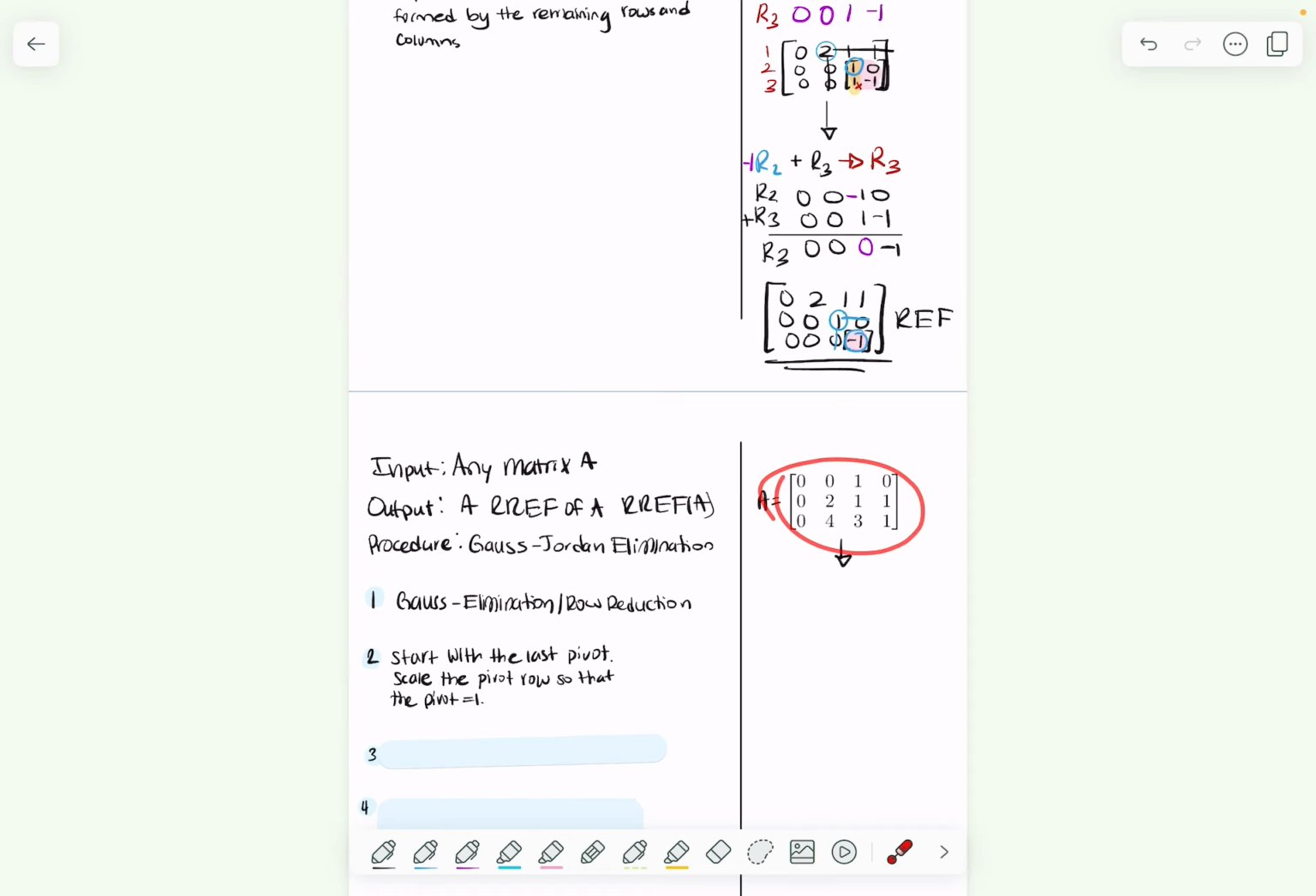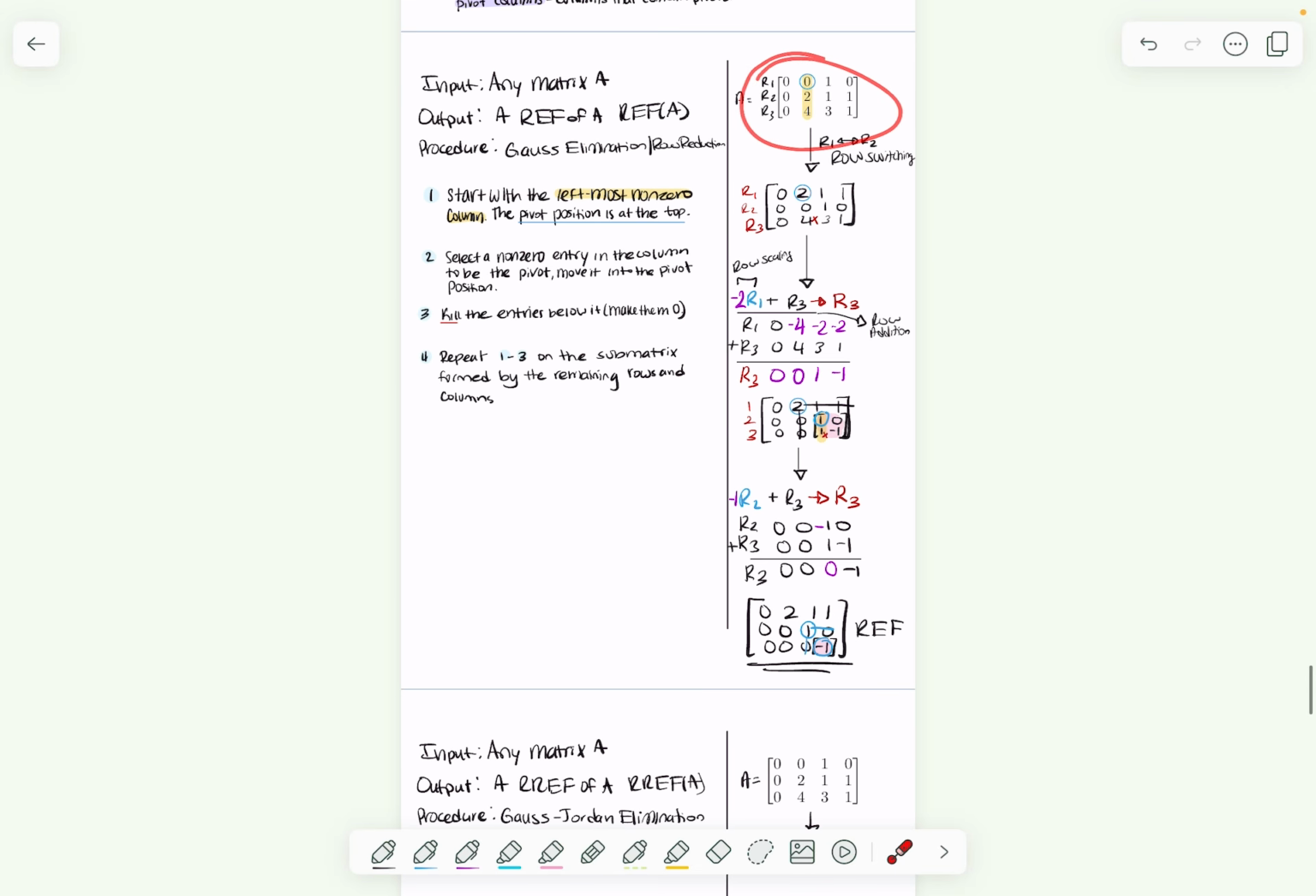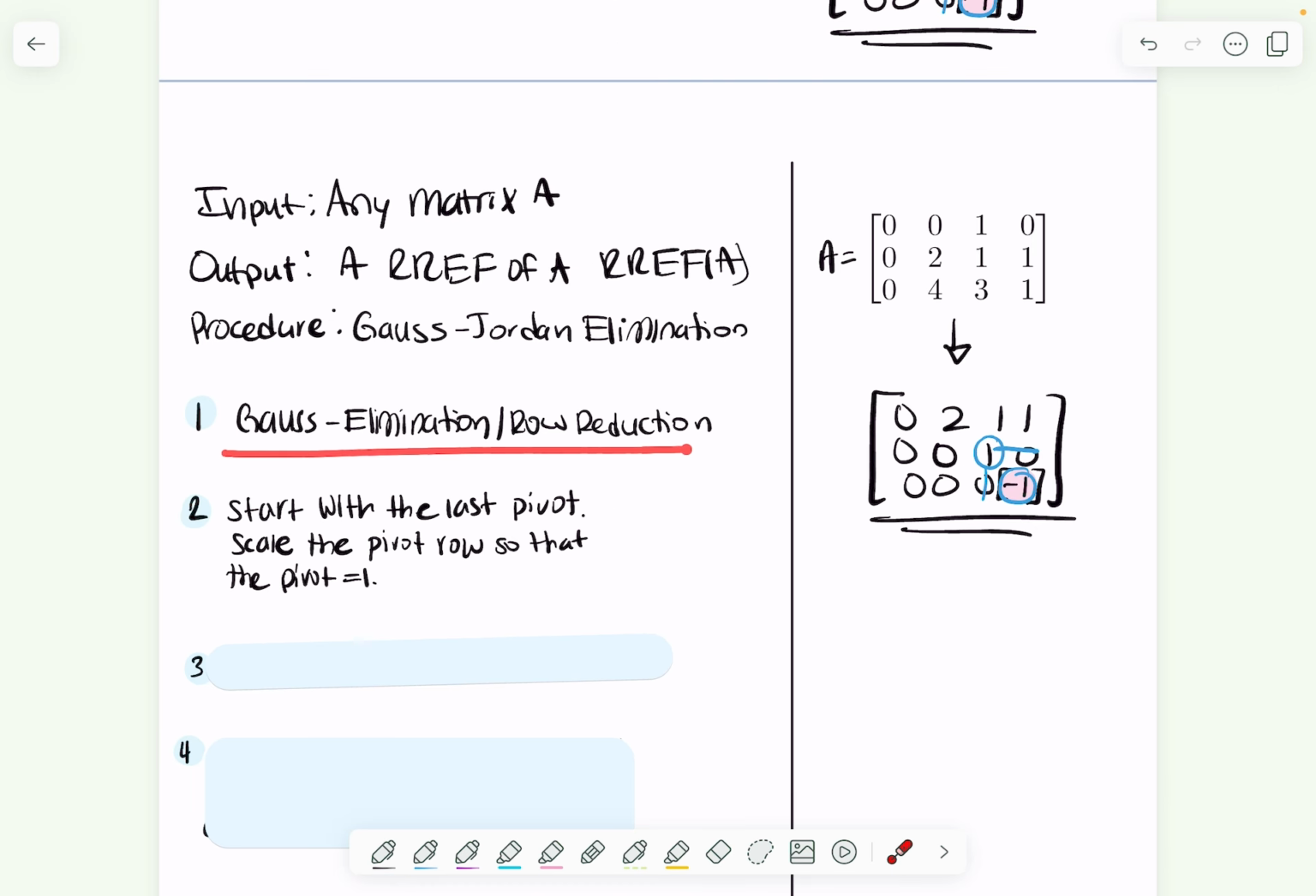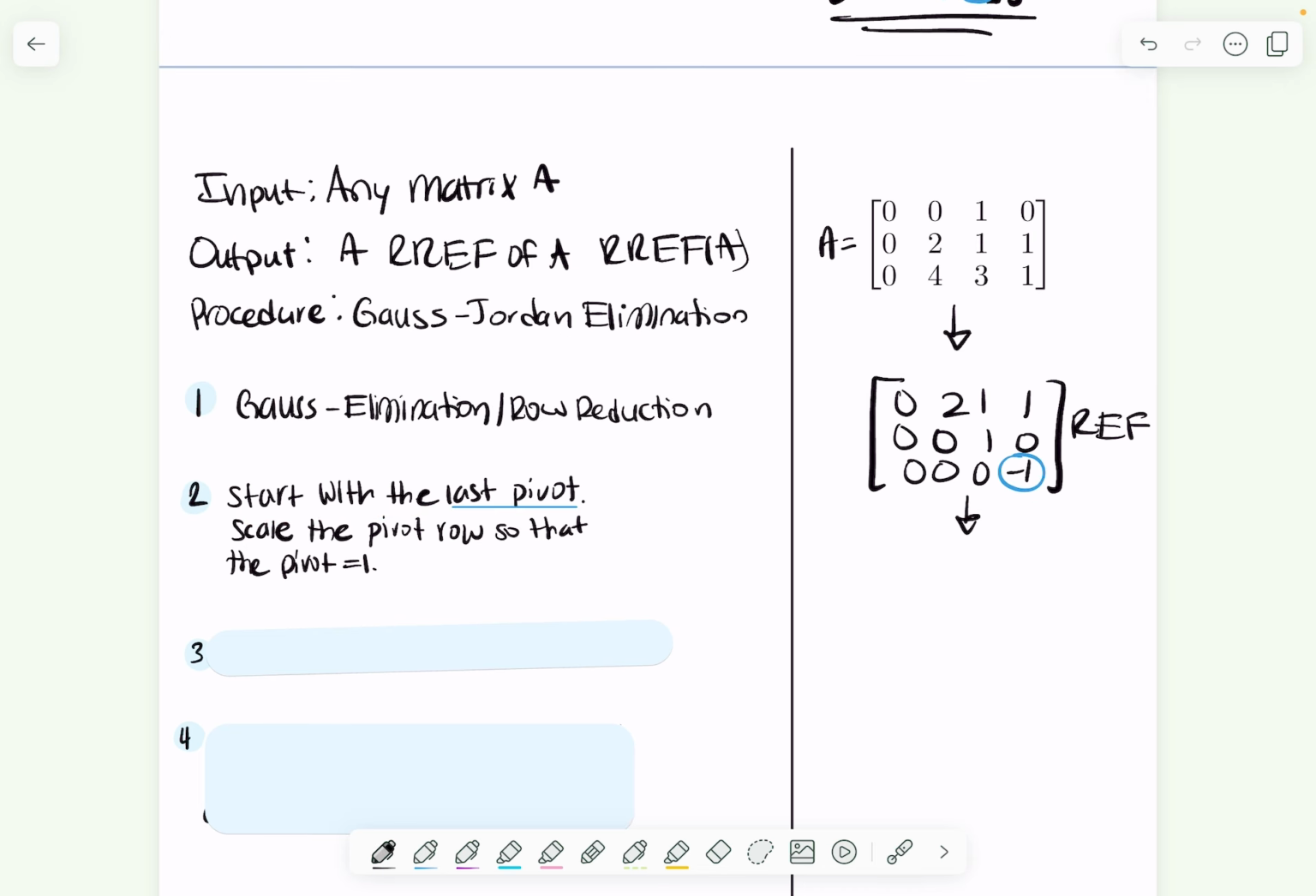So this is the same matrix that we started off over here. We got it into row echelon form. So this is what we're going to start off with. The first step is to get it into row echelon form. It is in row echelon form. Then after that, we start with the last pivot. And the question is, how do we get it to be a 1?